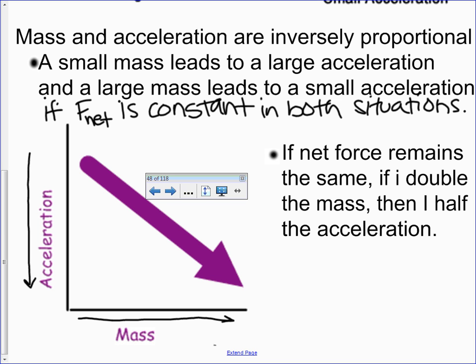So let's think of your planner and your science textbook. If I apply the same amount of force to them, which one will accelerate more? It's going to be your planner, because it has less mass. So they are indirectly proportional, or inversely proportional. The more mass, the less acceleration.